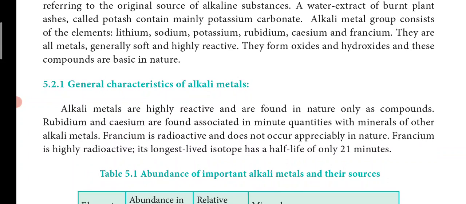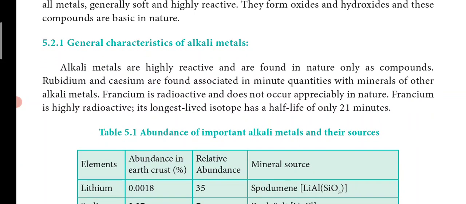In the last 3rd chapter itself we discussed the left side of the periodic table. The elements on the left side of the periodic table are basic in nature. These S block elements are on the left side of the periodic table. Their oxides and hydroxides are basic in nature.